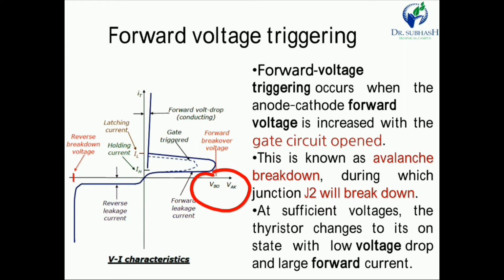So, forward voltage trigger occurs when the anode cathode forward voltage is increased with gate circuit is open. Means this gate circuit is open means there is no any gate pulse. If we do not apply any gate pulse, then you have to increase your voltage between anode and cathode up to VBO. After VBO, junction J2 break down or break over, then permanently it break and SCR become on. Whenever SCR become on, then it start conducting anode to cathode current. At sufficient voltage, the thyristor changes to the on state with low voltage drop and large forward current. Means here whenever SCR become on, then voltage drop will become very small and current is suddenly increased. So, this is known as forward voltage triggering.